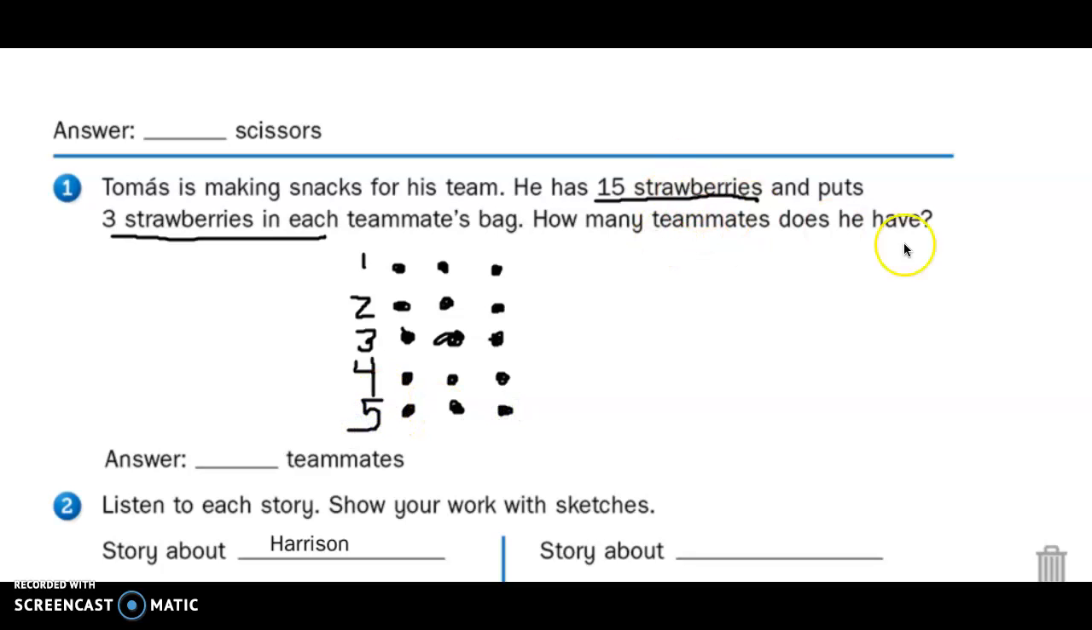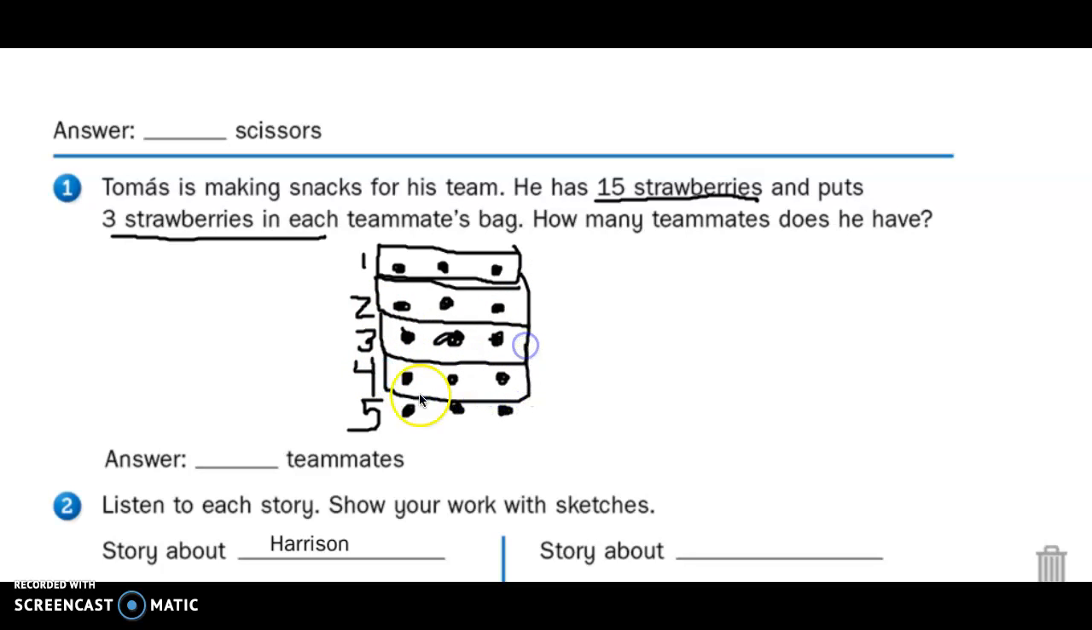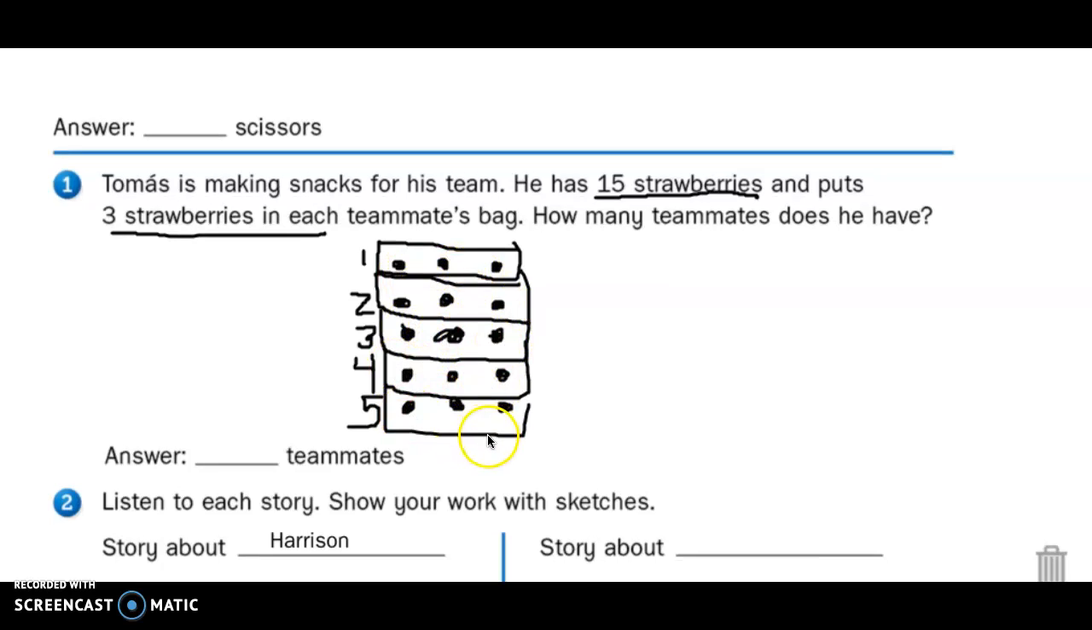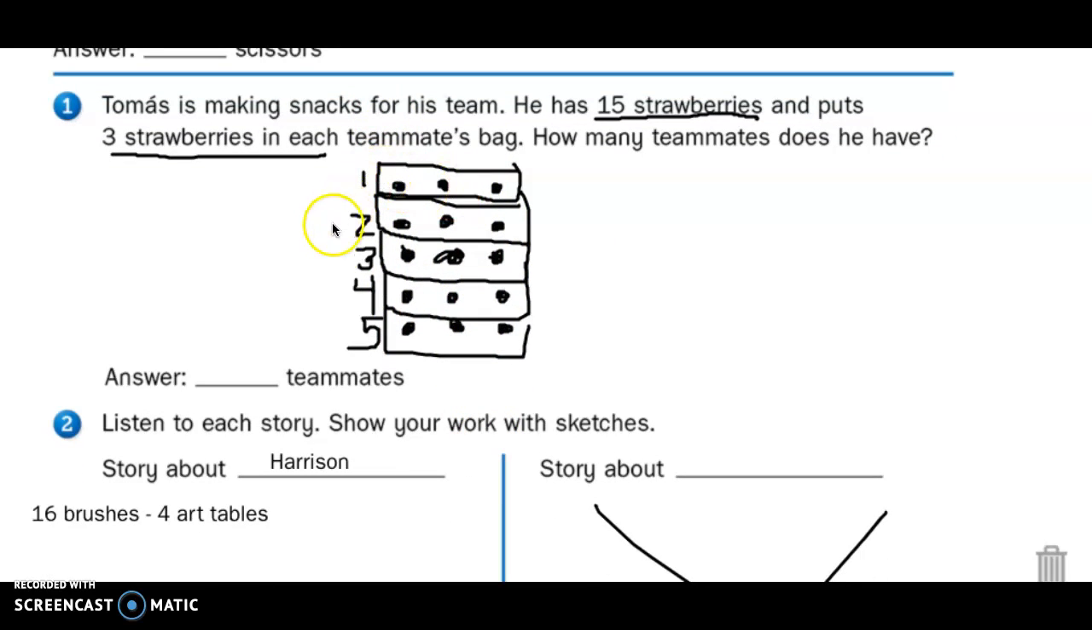Well, if each teammate got a bag with 3 of them, here is bag 1, right? Bag 1 has 3. Bag 2 has 3. Bag 3 has 3. Bag 4 has 3. And bag 5 has 3. 3, 6, 9, 12, 15. So how many teammates did we have? We had 5 teammates.